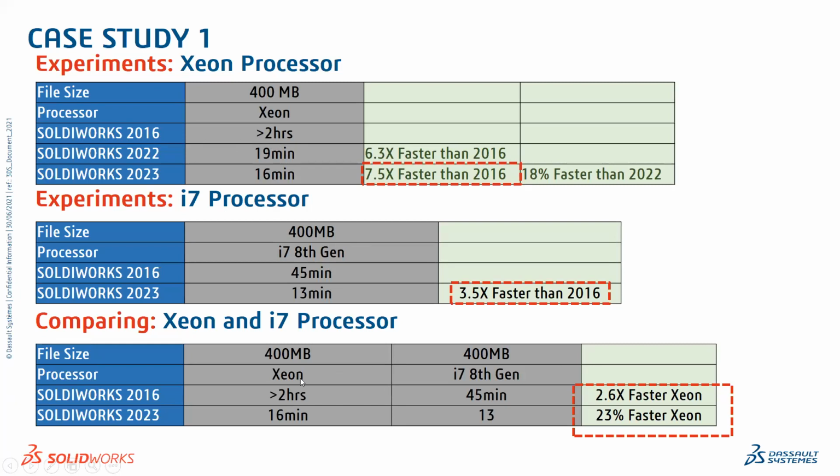We can compare the processes here. In 2016 it took 45 minutes, and in 2023 it took only 30 minutes. That means 3.5 times faster.